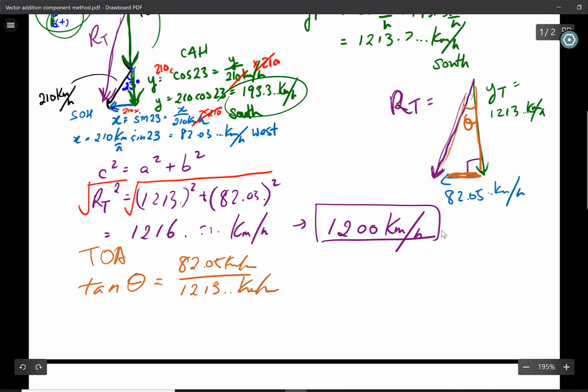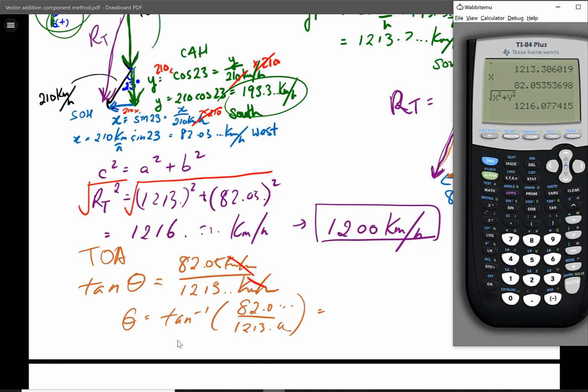1213 kilometers per hour. Okay, and then we need to isolate for theta, so we need to take the inverse tan of 82.05 over 1213. And since we have them all saved on our calculator, we don't need to worry. Our 82 was our x, so I'm going to do second tan alpha x divided by alpha y, which is our larger number, giving us 3.868.